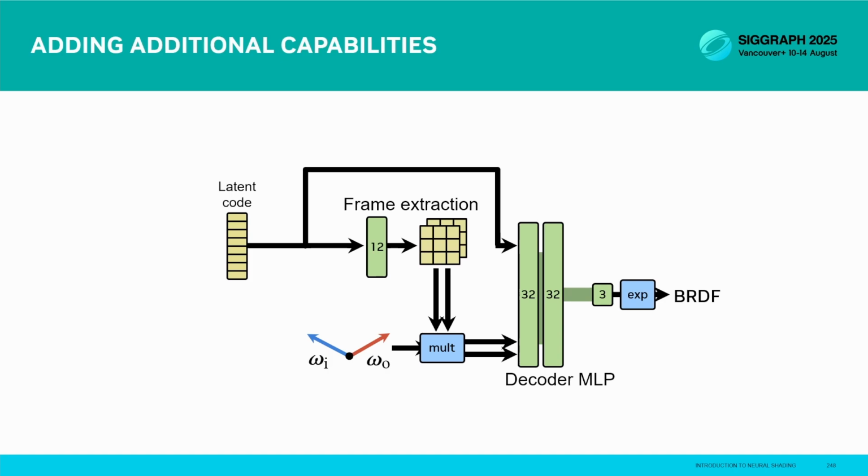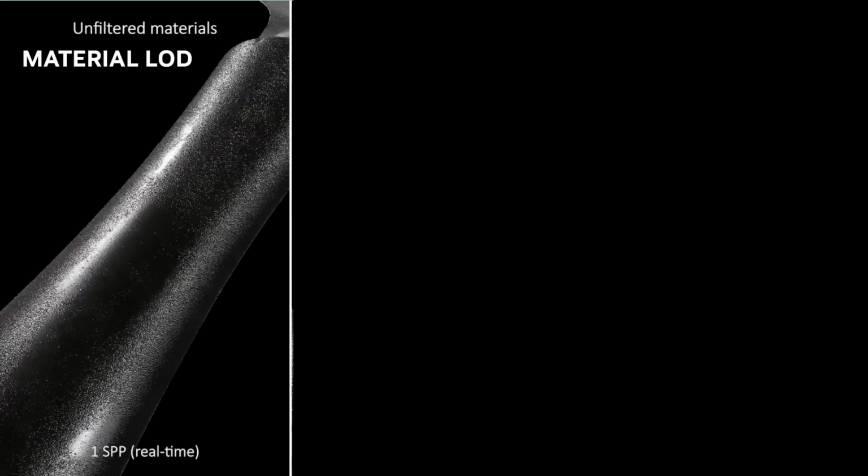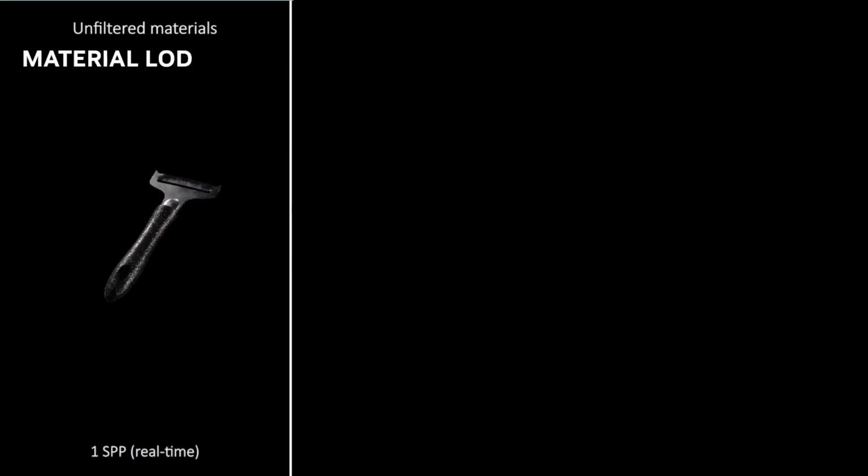Another nice feature is that you can easily tack on additional learned components to this network if you wanted to solve additional tasks. One example in neural materials is that we added a learned importance sampling component so that we simultaneously learn how to render the material and also how to importance sample it for path tracing using the same latent texture. Another example that we added is learned filtering of the neural material.